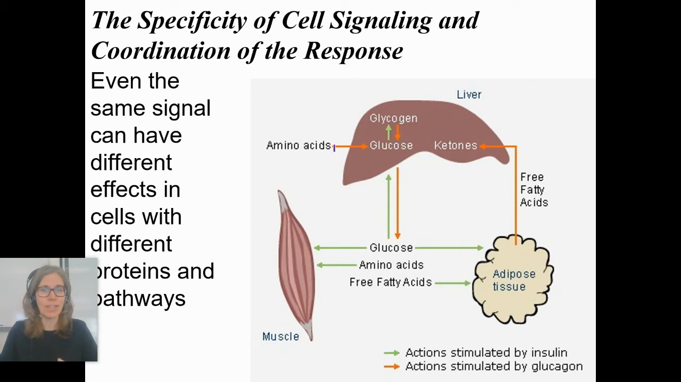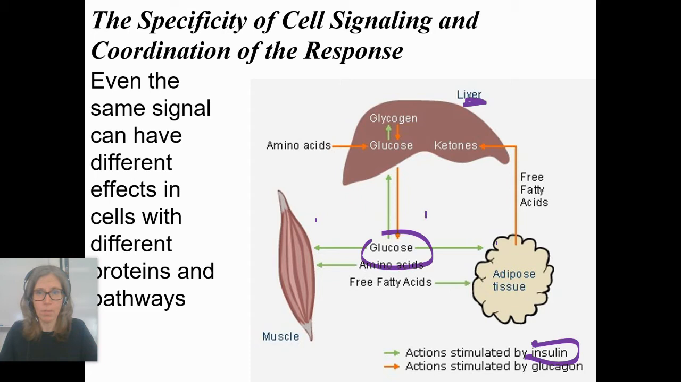Okay, this is the idea that the same ligand causes a different response in some cells compared to others. So for example, insulin is going to be these green arrows. And so insulin will cause glucose to be taken up by the liver cell, the muscle cell, and the fat cell. But in the liver cell, the glucose will also be converted to glycogen, whereas that might not happen in some of the other cell types.